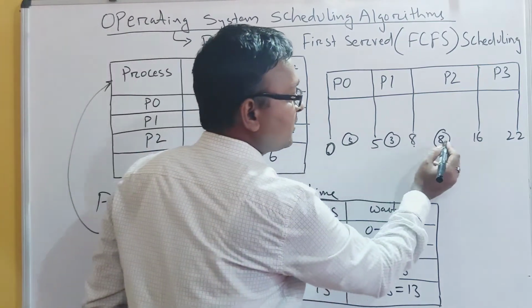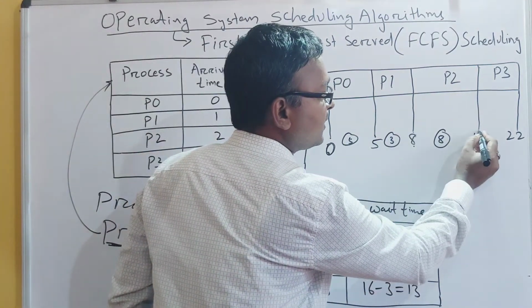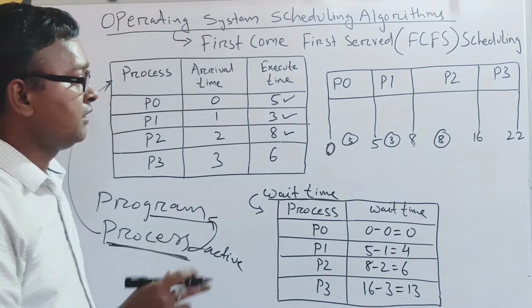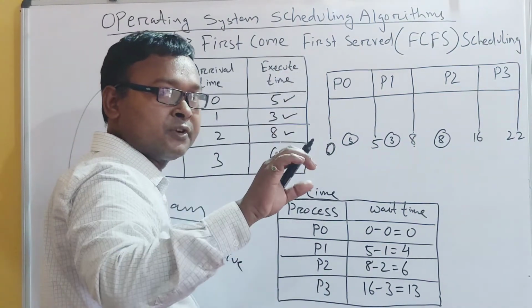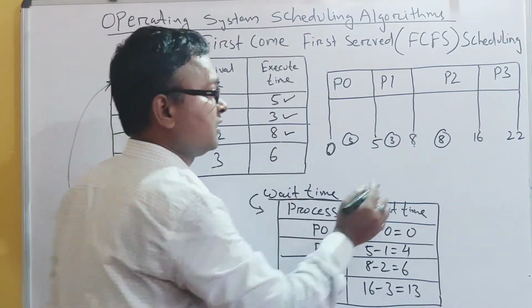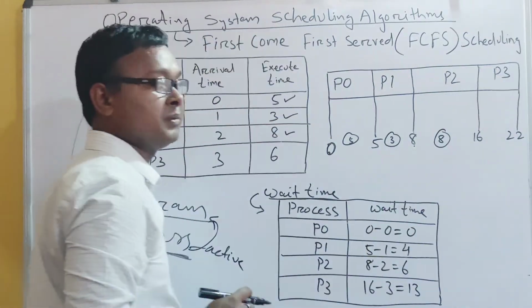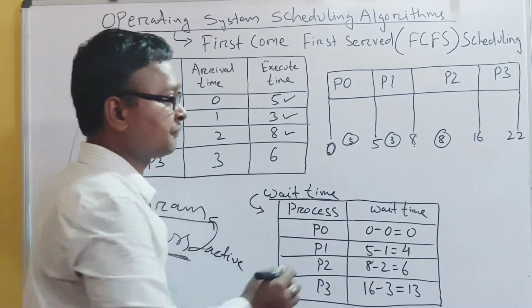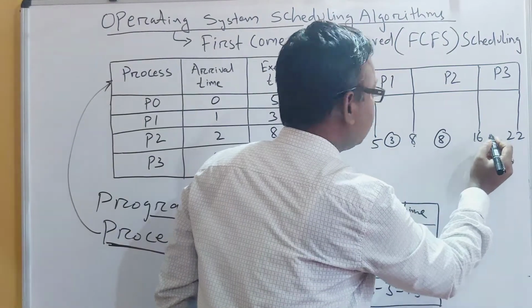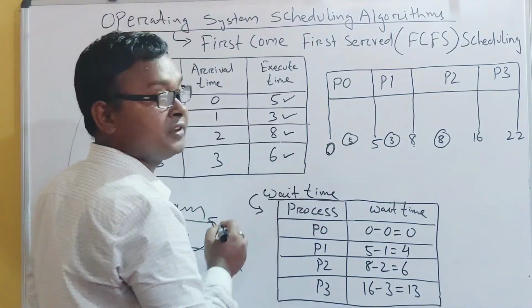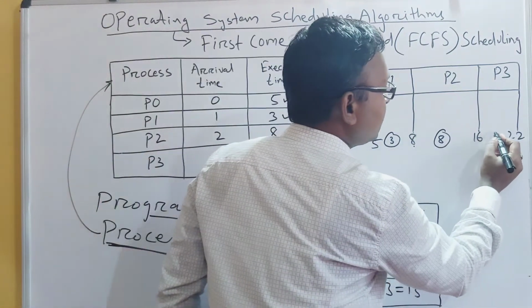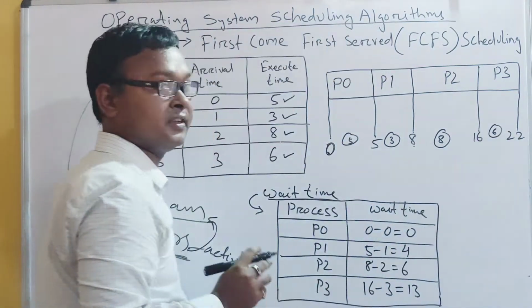Right? So it takes 8 nanoseconds for full execution. It completes at 16. Now P2 comes out from the processor after full execution. Next P3 enters into the processor for execution, right? So P3 enters, it takes how much? 6 nanoseconds for execution, right? So it takes 6 nanoseconds for full execution.